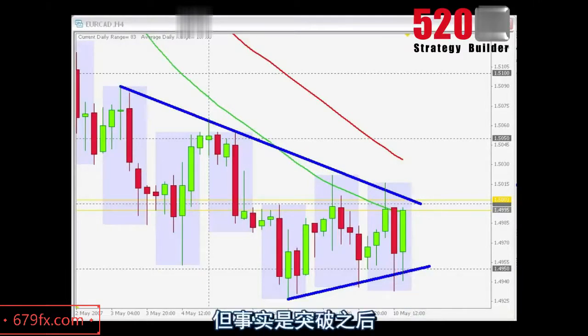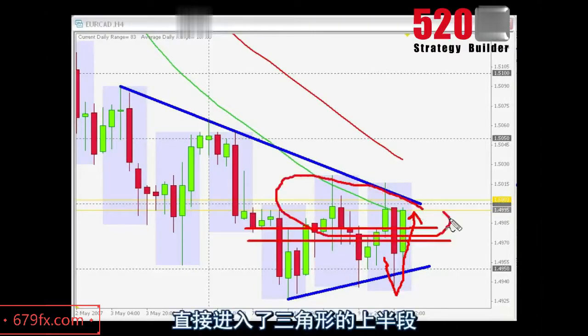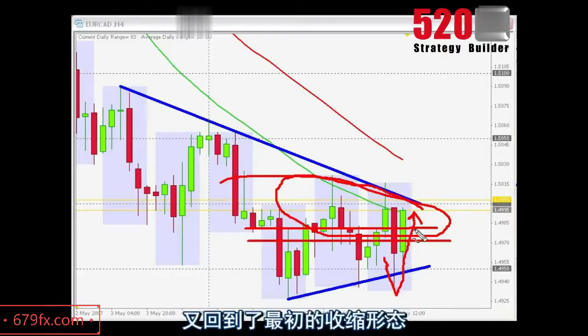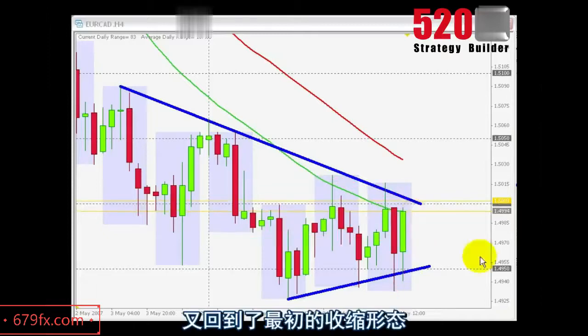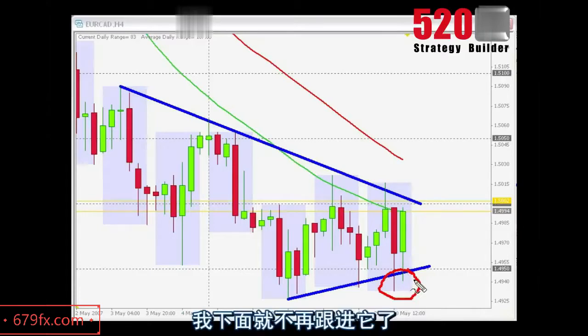Instead of that, what we've gotten is a breakout, but then a massive pullback above the mid band, all the way up to the upper half of the triangle, and therefore back into consolidation mode. So this breakout is effectively invalid. I will not follow it anymore. I will have to wait for another setup, another breakout, or another signal altogether, because this breakout has fizzled.